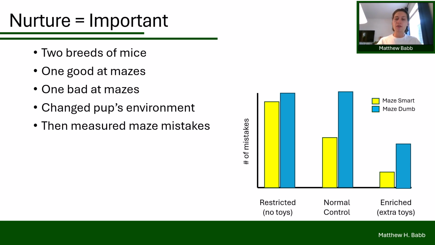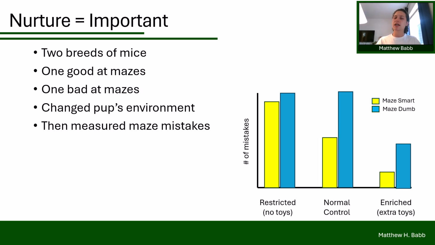So if you see the yellow bars, those represent the maze smart mice, and the blue bars represent the maze dumb mice, the mice that make a lot of mistakes when they run mazes. Let's look at the control condition first. At control, when they're raised in a normal environment, you see that the maze smart mice make significantly fewer errors or mistakes than the maze dumb mice.